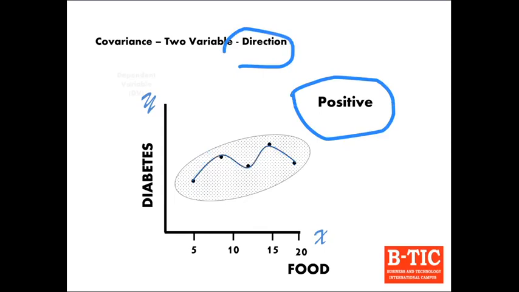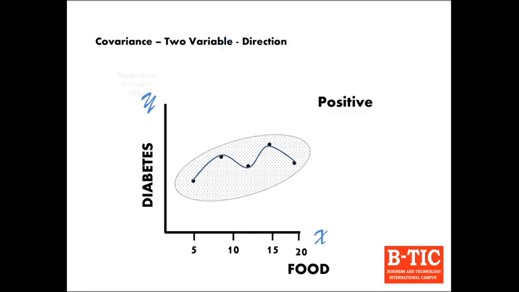When I say positive, when you increase the food, diabetes will increase. That is positive. When you decrease the food, diabetes will decrease. That is again positive. One goes up, the other also goes up; one comes down, the other comes down as well. It is also positive. But if it is a negative relationship, when one goes up, the other comes down, opposite direction. When exercise goes up, diabetes comes down. When exercise comes down, diabetes goes up. This is a negative relationship. So the direction is analyzed in covariance.